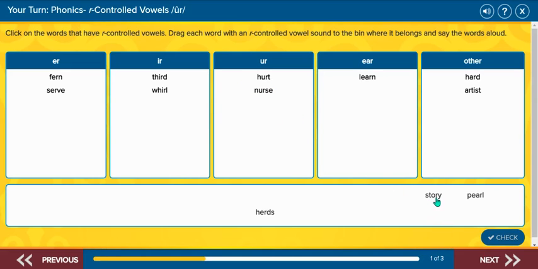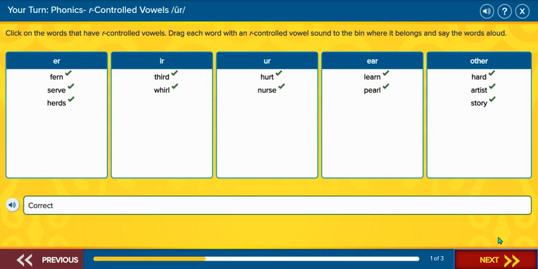Story. This is another R-controlled vowel. This has the R-controlled vowel O. This is one of those R-controlled vowel O words that make the OR sound. Story. Pearl. Herds. Let's check our work. Great job! You can keep continuing through the rounds by hitting next until you finish the game.